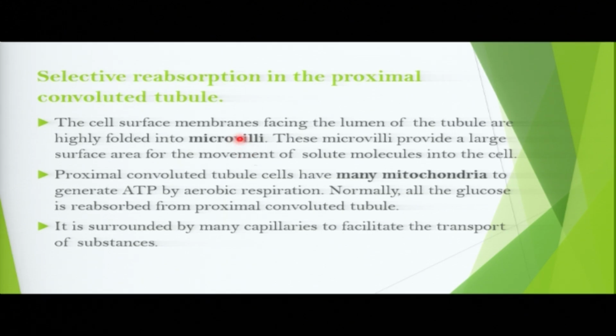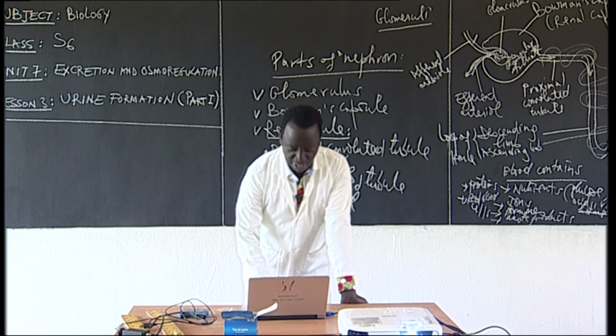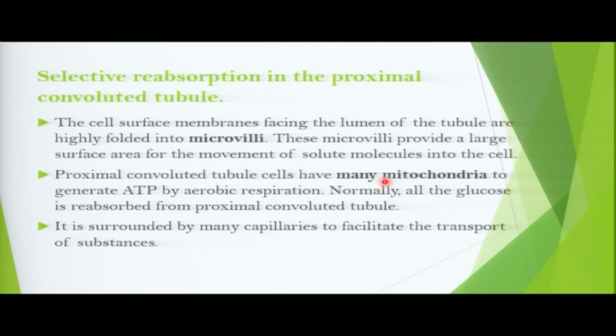So I said the proximal convoluted tubule has what? It has many microvilli to increase surface area for what? For reabsorption. Also, it has many mitochondria, as I have said, to provide what? The energy. It is also surrounded by many capillaries to facilitate the transport of what? Transport of substances. Are you getting something? Is this lesson good? So it is good because we meet this in real life. Even where you are sitting, where everyone is, the blood is filtered at the nephron.